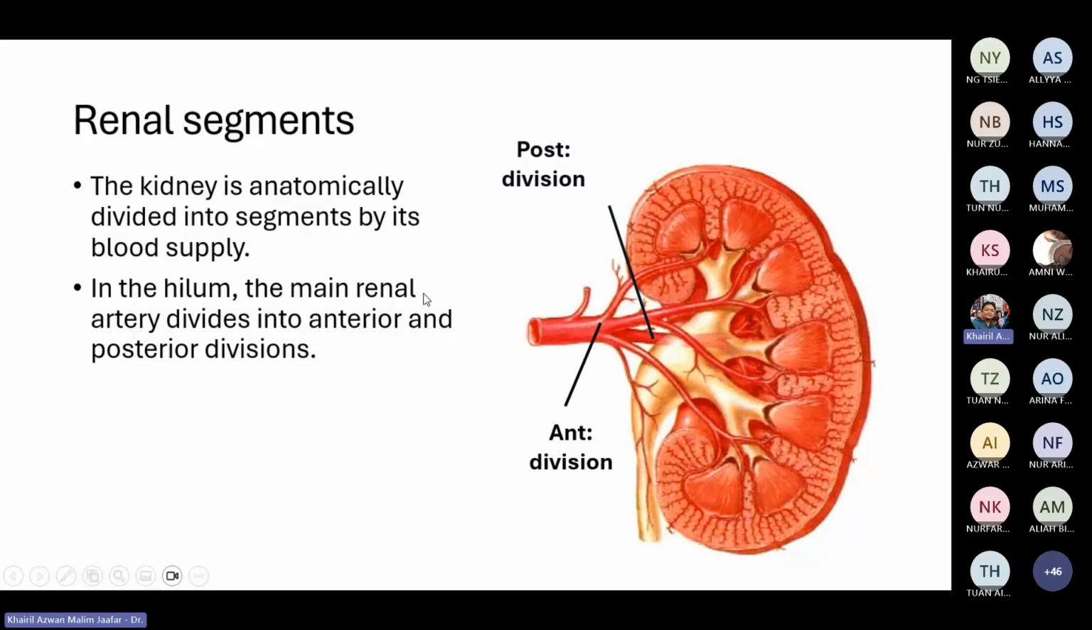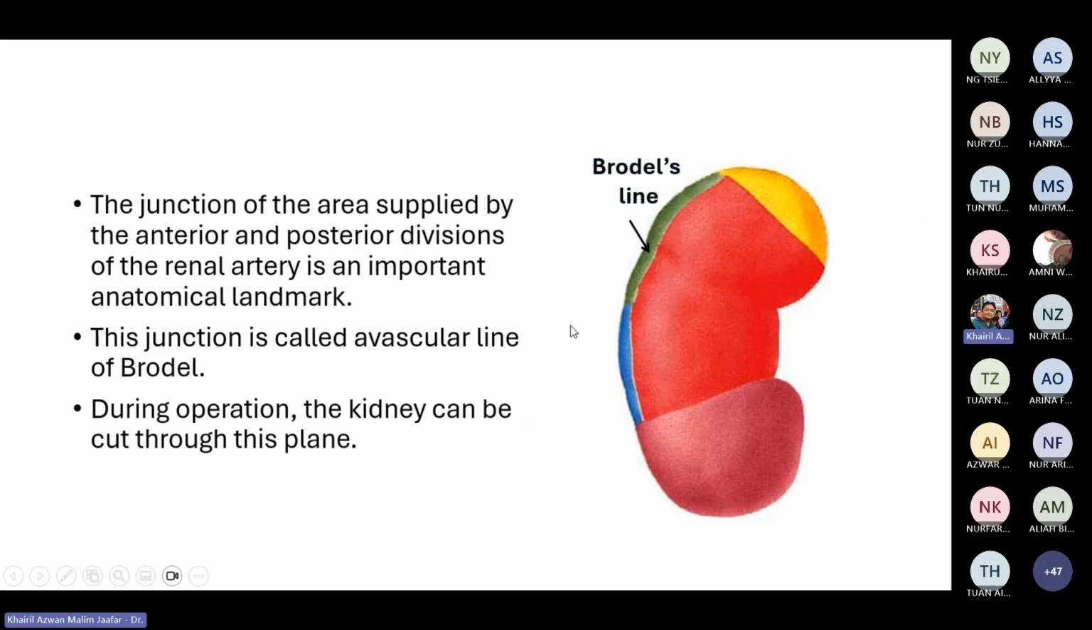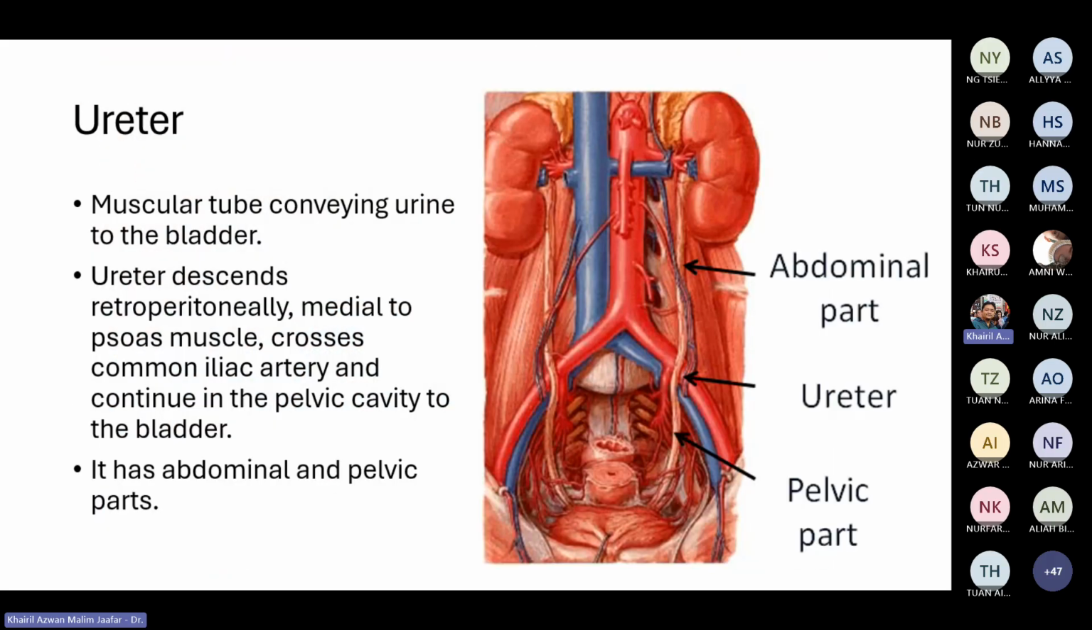And then we have these segments. This one is for additional information. If there is surgery and the surgeon wants to isolate a part of the kidney, he can do that because of the arterial blood supply. Some clinical correlation. Now we come to the ureter.